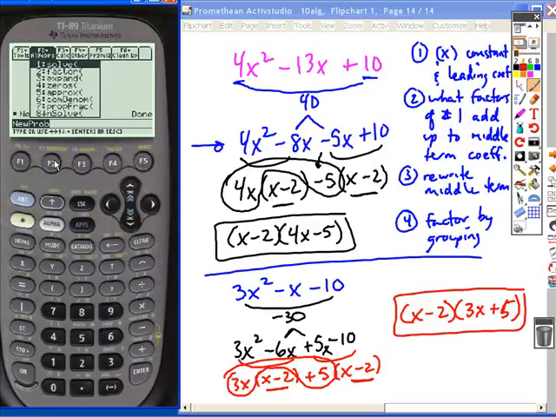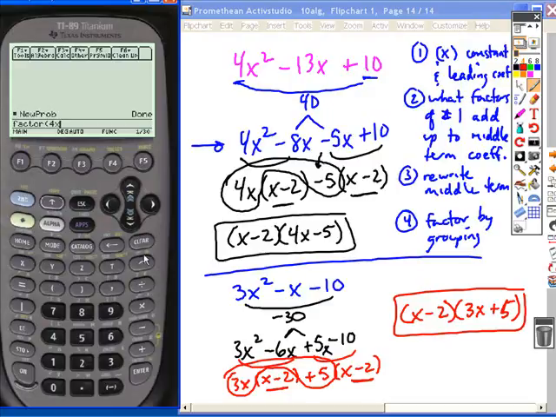F2, algebra tab, number 2, factor. Type your expression exactly as it is. Close off the parentheses. Hit enter, and you see x minus 2 times 3x plus 5. It gives you your factors. Okay? So again, my expectation is you guys will be efficient. I just wanted you to see the process.